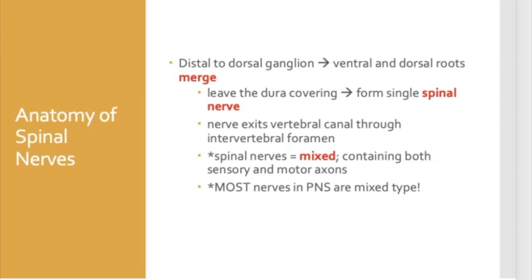Spinal nerves, remember, are paired. So for each spinal nerve, there are really two. There's one coming off on the left and one coming off on the right. And because spinal nerves are a combination of sensory and motor fibers, we call them mixed nerves. They contain both sensory and motor information in them. Remember, it turns out that most nerves are mixed. Spinal nerves are mixed, and most other nerves in the peripheral nervous system are mixed.